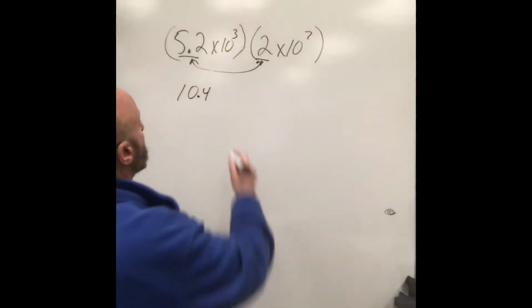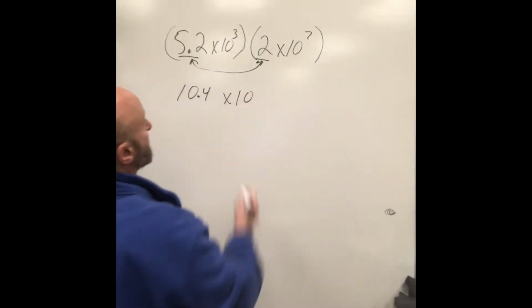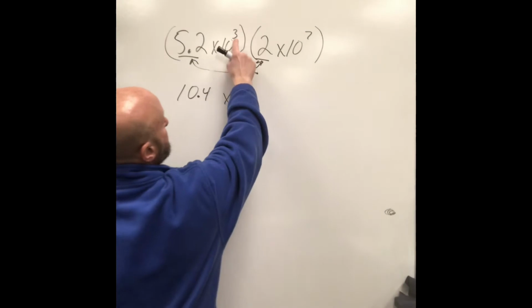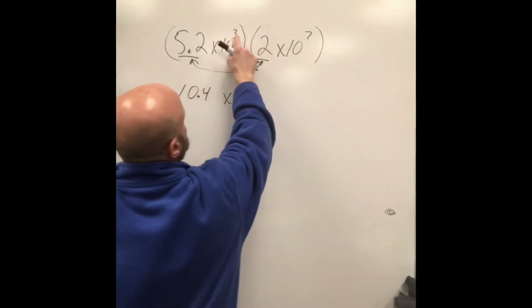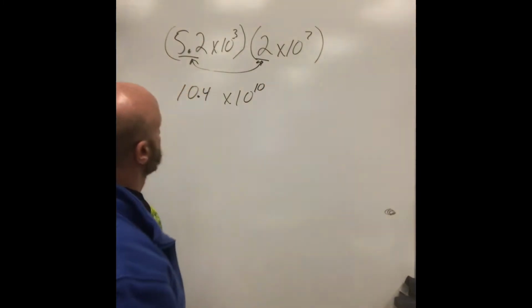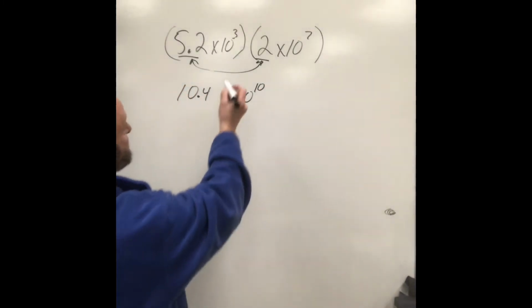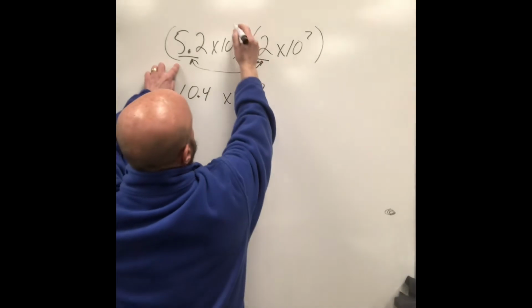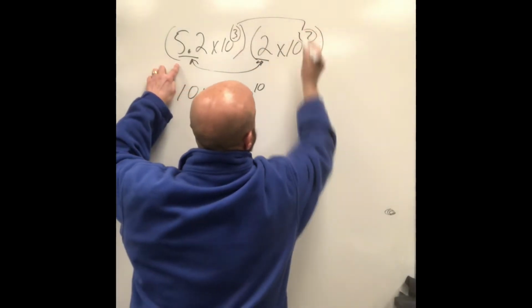Okay? What do we do with the exponents now? So now we have these exponents, we just add them. So add this exponent to this exponent. So 10 to the 3rd times 10 to the 7th is 3 plus 7, which is 10. So times 10 to the 10th. All right? So that's how you do this. You multiply the numbers, then you add the exponents to each other.